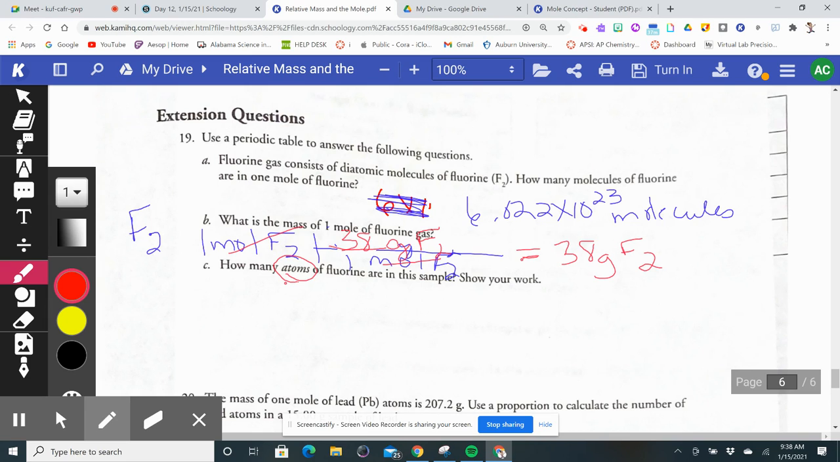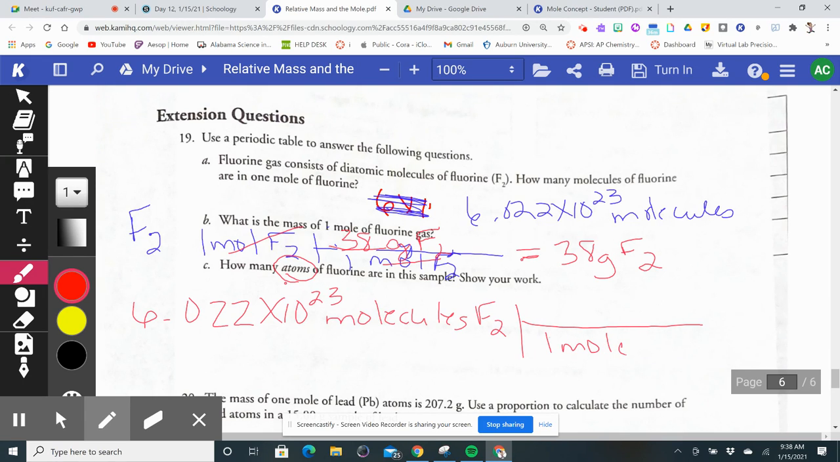So let's set up a unit multiplier. We know that 1 mole equals 6.022 times 10 to the 23rd. So I have 6.022 times 10 to the 23 molecules of F2. And in 1 molecule of F2, I have 2 atoms of fluorine.